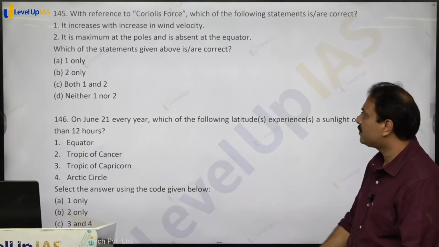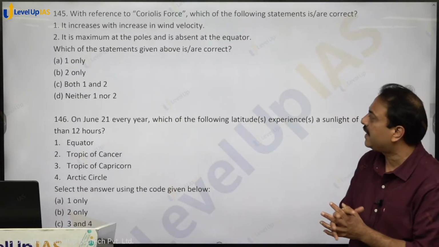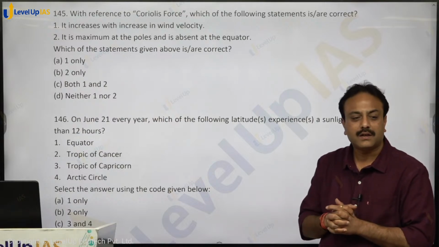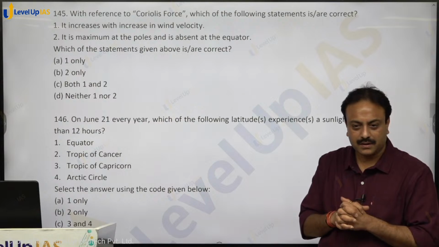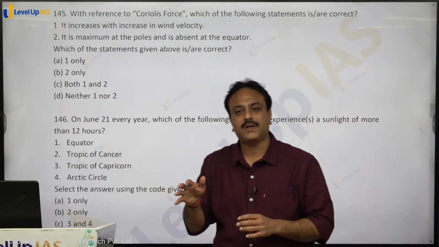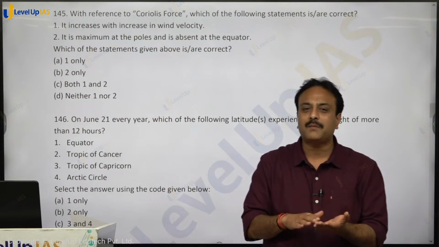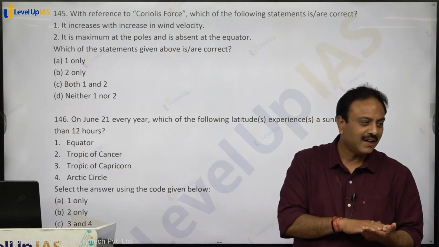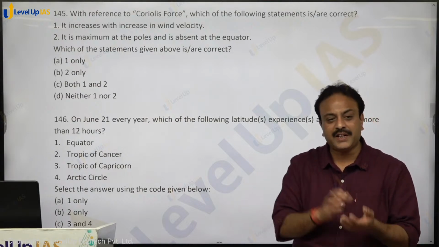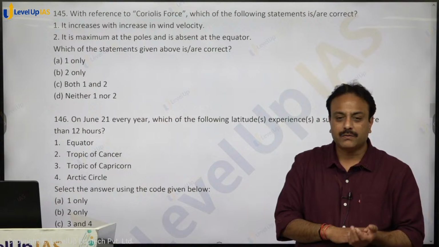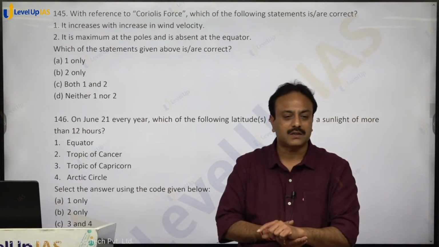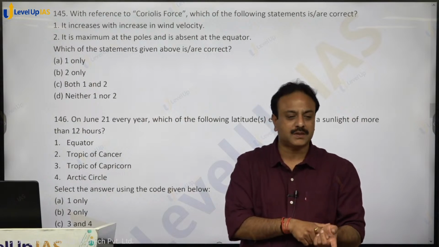With reference to Coriolis force, which of the following statements is correct? It increases with increase in wind velocity. Every time students get confused in Coriolis force, what is the reason? Coriolis force is dependent upon rotation of the earth, right? Higher the wind speed, more the Coriolis. Less the wind speed, less the Coriolis. So wind speed will not be impacted by Coriolis, but Coriolis will be impacted by wind speed.